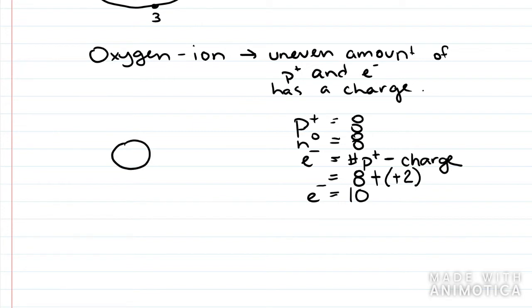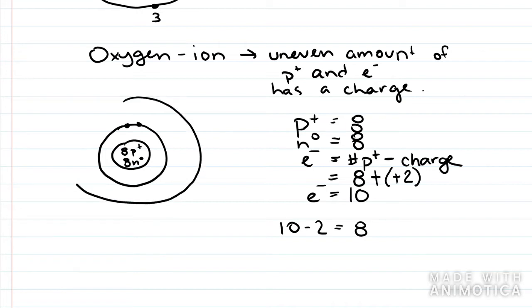So again, we do our nucleus. We write what's in the nucleus. And now we start filling in our electrons. Well, in the first shell, again, we can still only fit 2. But 10 minus 2, that leaves us with 8. And even when we have 8, I tend to go 1, 2, 3, 4, 5, 6, 7, and 8.